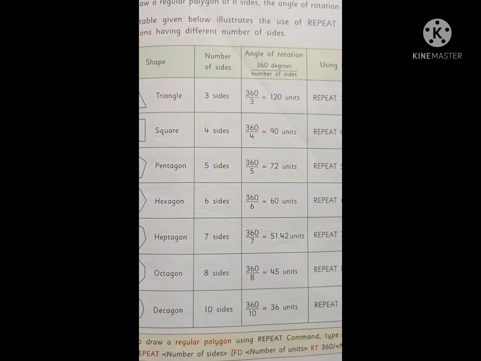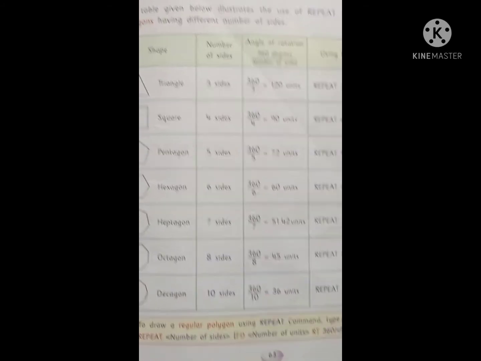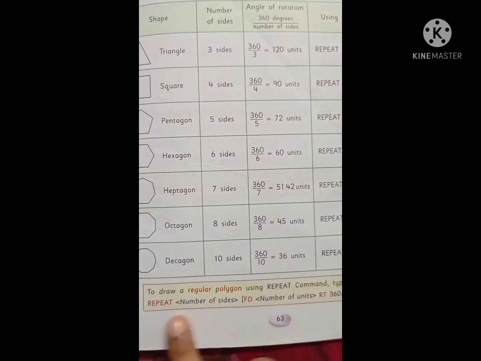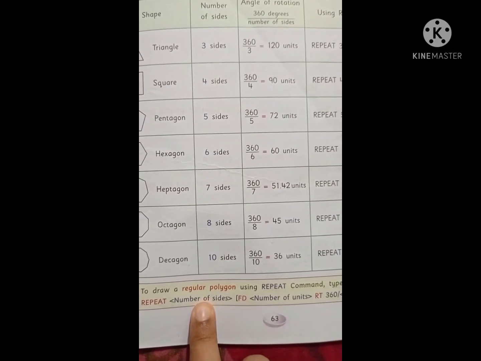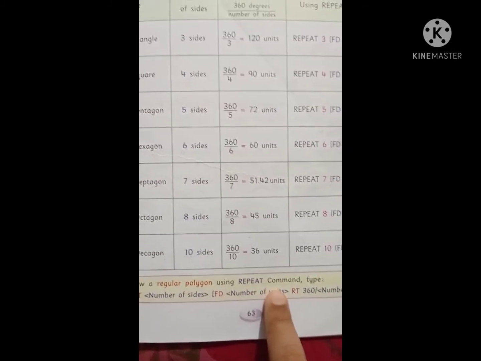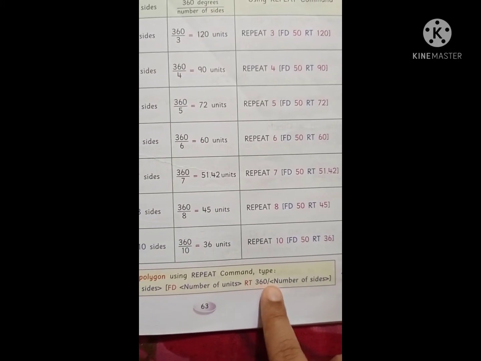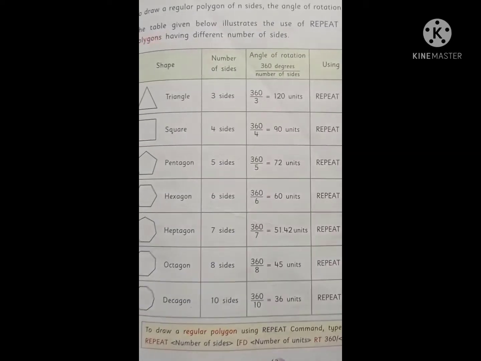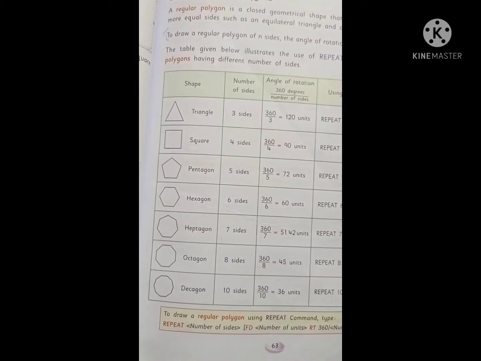There is an equation to draw a regular polygon using the repeat command: repeat number of sides, then FD number of units, RT 360 by number of sides. That is represented here. This is the way we can draw regular polygons.